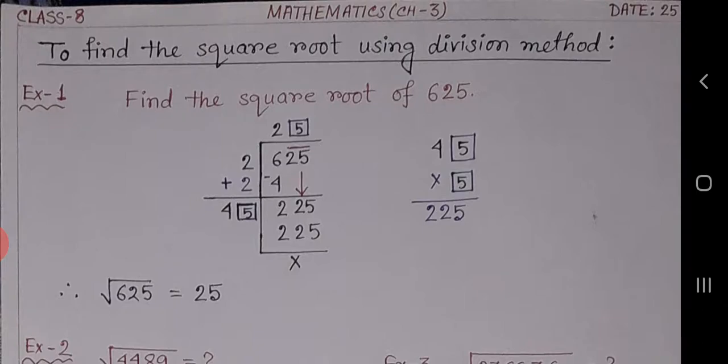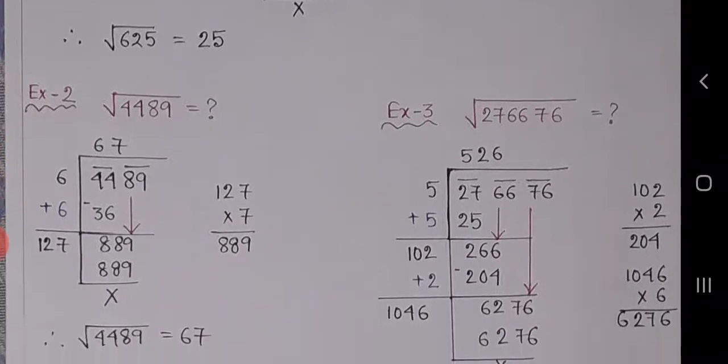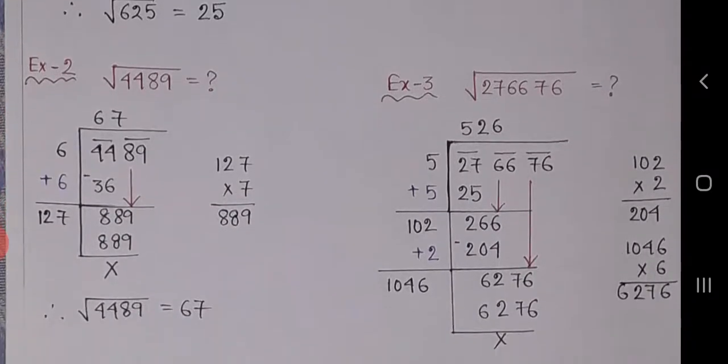Coming to the next example, root over 4489. So first we write 4489 in the similar way and group the digits in pairs starting from right to left. You can see. Next we take the first pair 44 and have to find the perfect square equal or less than 44. You all know 44 is not a perfect square. So the perfect square less than 44 is 36.